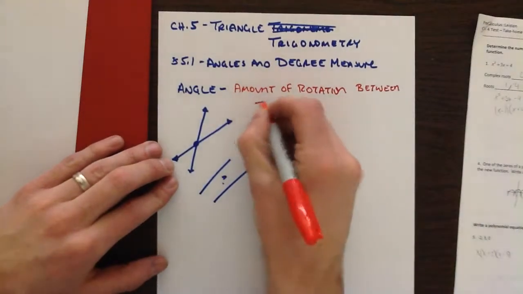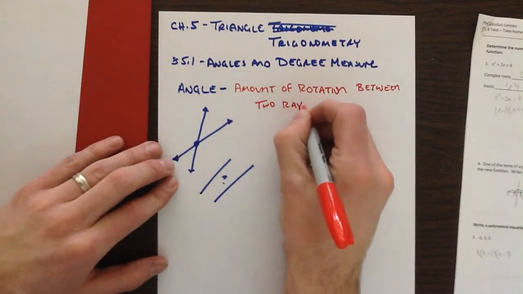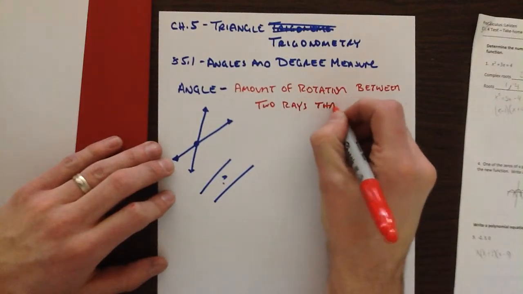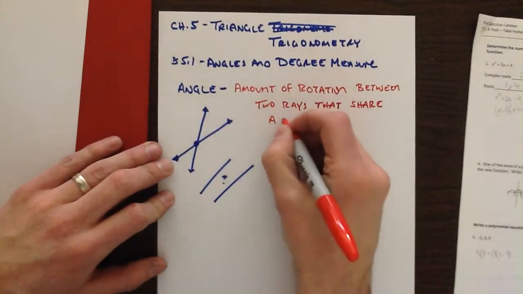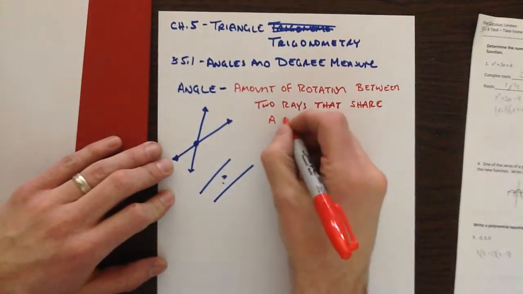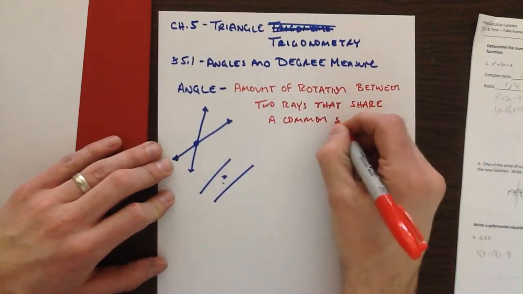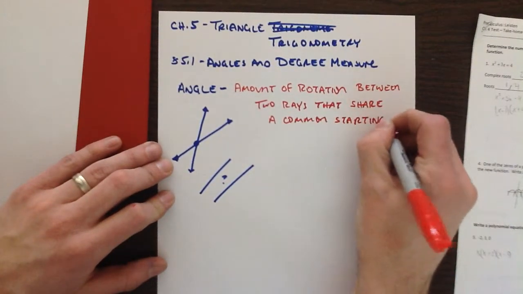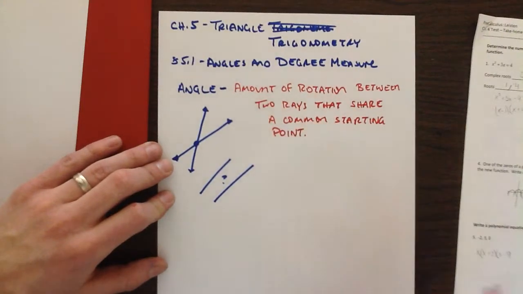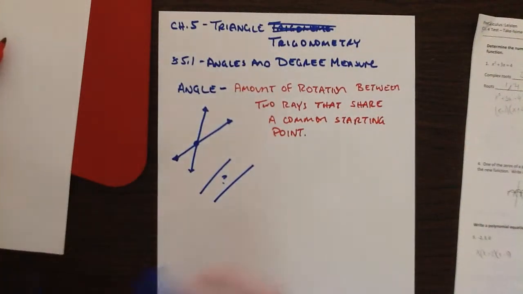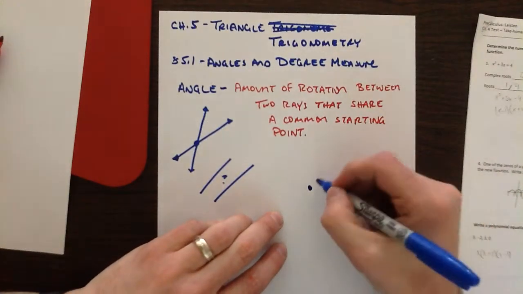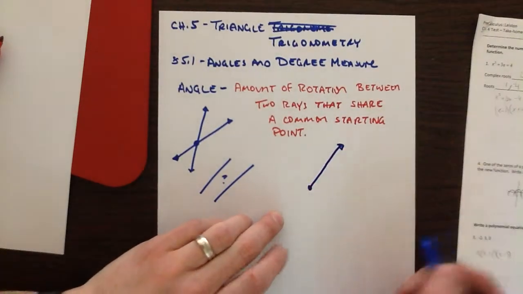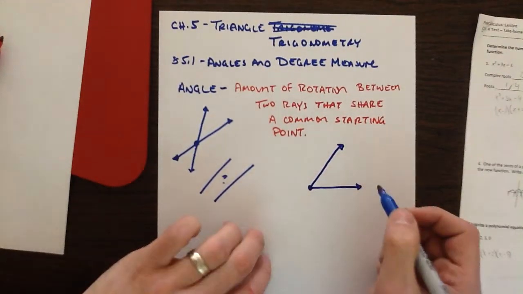between, I'm going to say, two rays. I wrote that wrong. Two rays that share a common starting point. And we remember back to geometry what it means to be a ray. We have a start and we have a direction. So if we have a ray, we have a common starting point, and a ray goes off indefinitely in one direction. Another ray can go off indefinitely in a different direction.